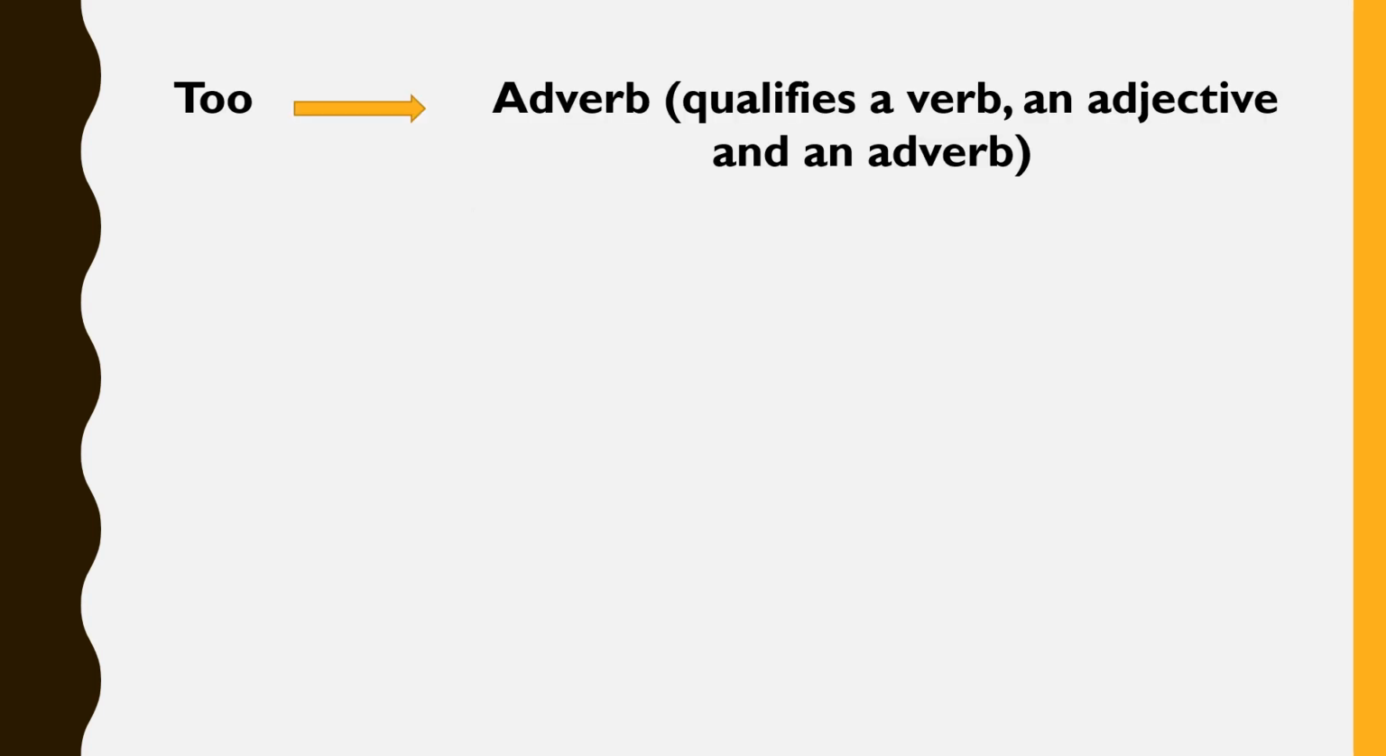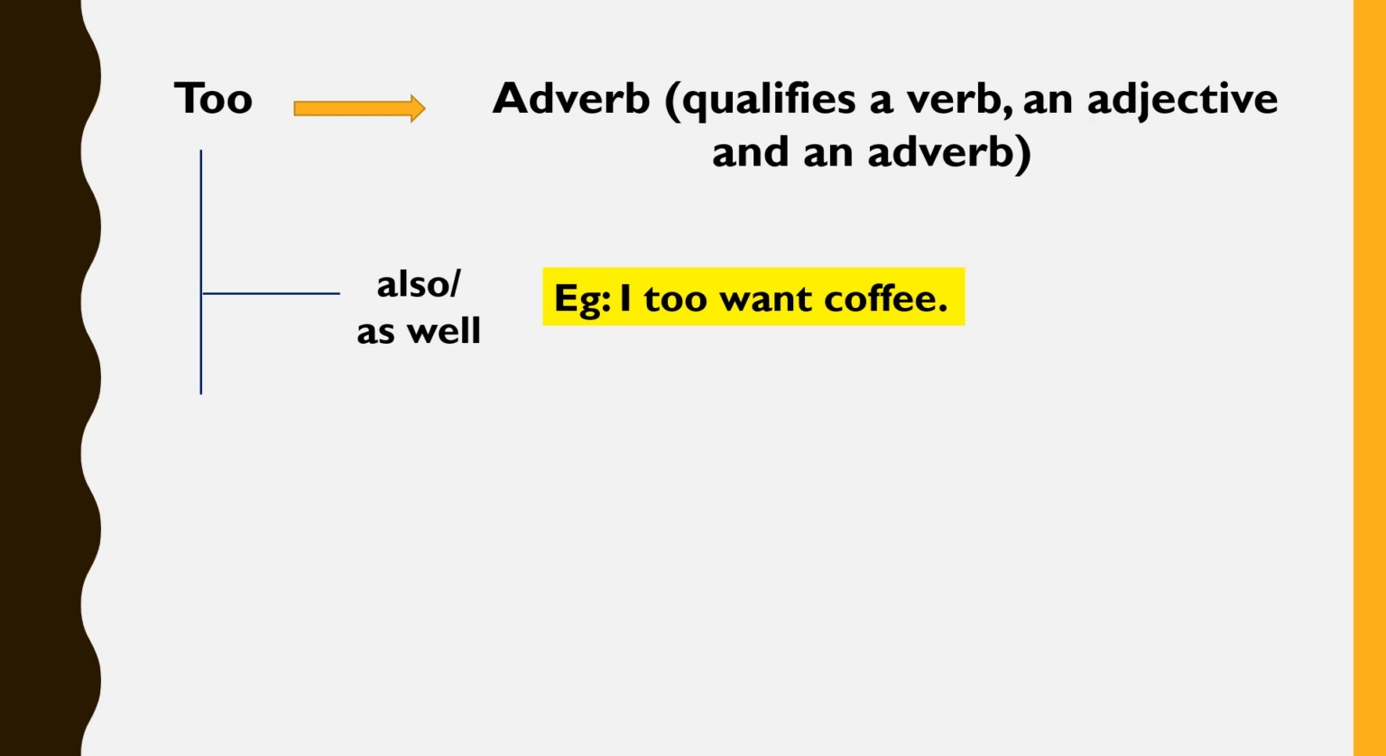The word too is an adverb. The work of an adverb is that it qualifies a verb, an adjective, and an adverb. This word has two meanings. One, which means also or as well. For example, in this sentence, I too want coffee, the adverb too qualifies the verb want.